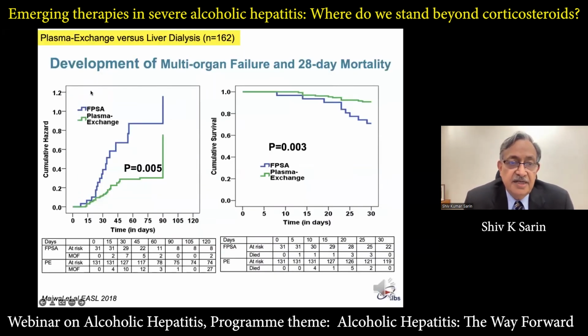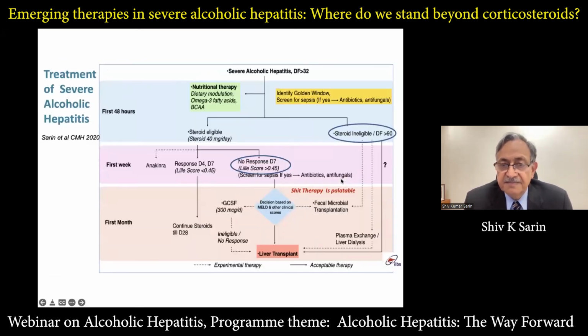The last 2 slides will show you that patients who have got ACLF or have severe alcoholic hepatitis, plasma exchange is superior to Prometheus or liver dialysis. So you do plasma exchange in them, there is a better cumulative survival at day 28.